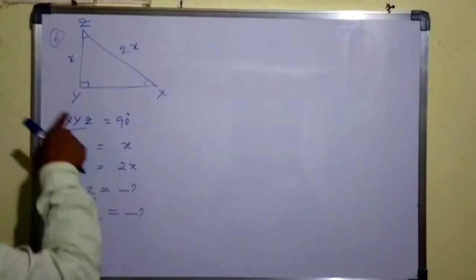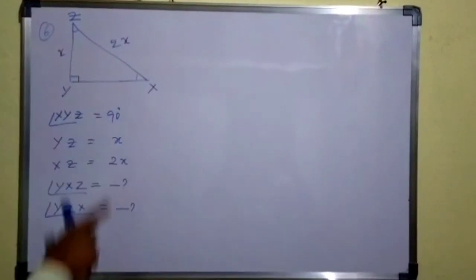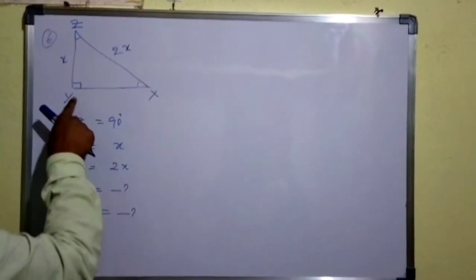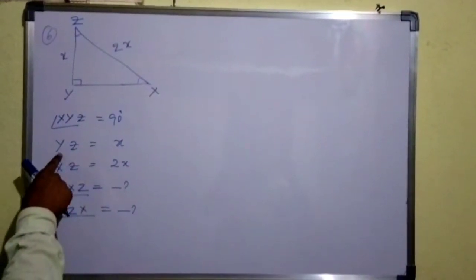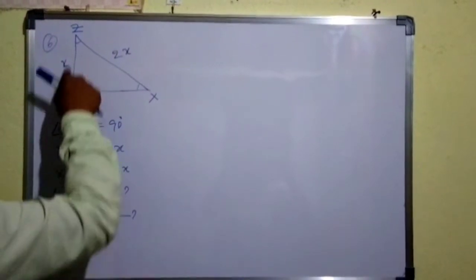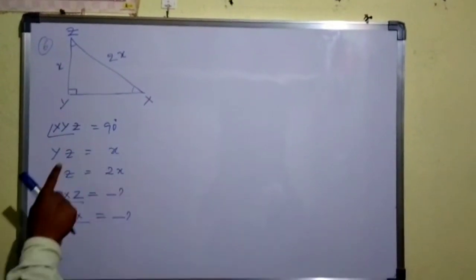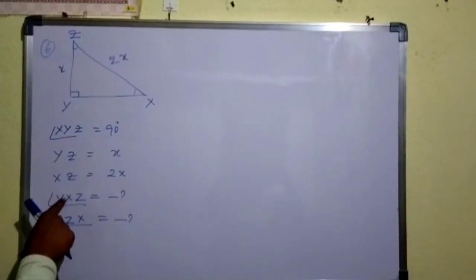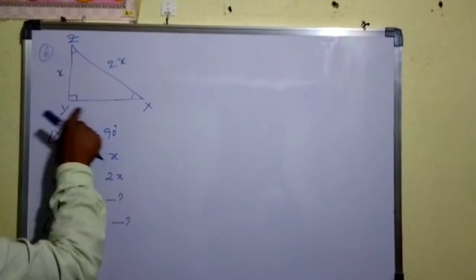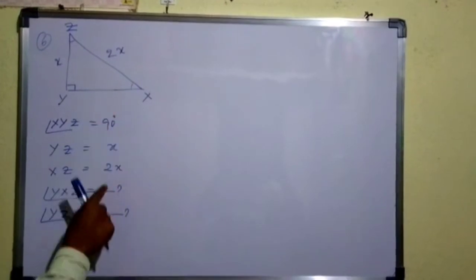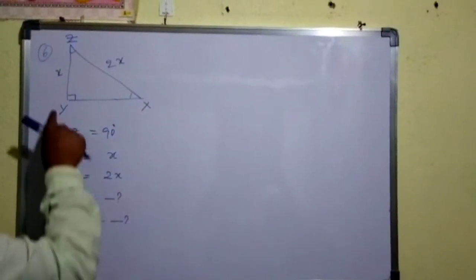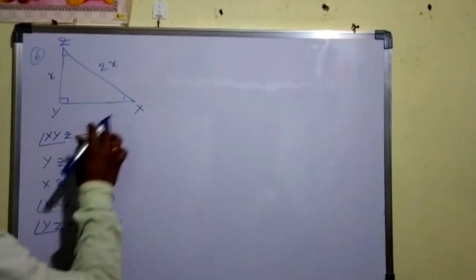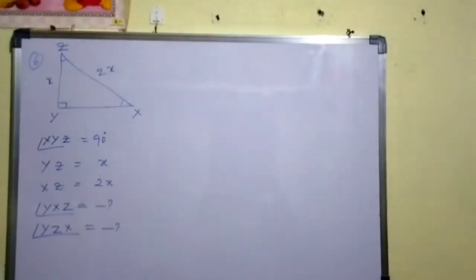Now sixth question, XYZ is a right angle triangle, right angle at 90 degrees at Y. YZ is equal to X units, it is given. XZ is equal to 2X units, it is given. Angle YXZ is asked, and angle YZX is also asked. So first this angle X we are finding.